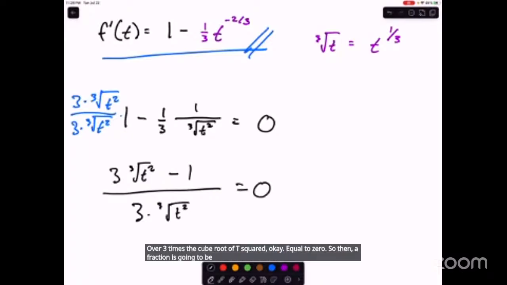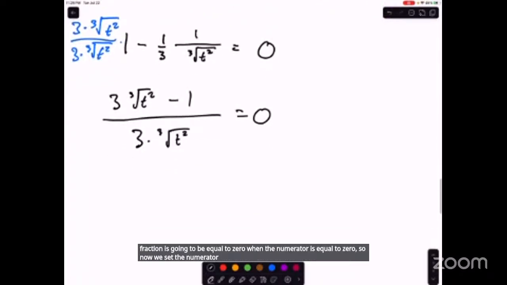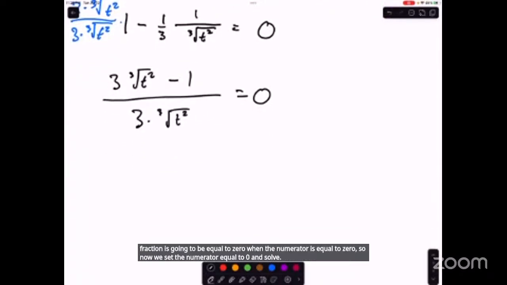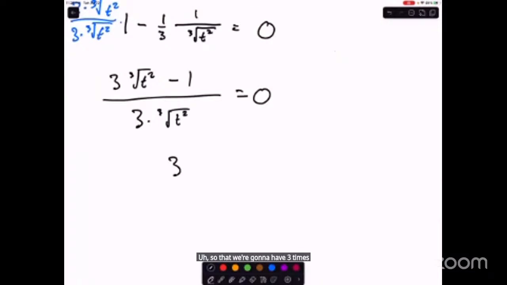A fraction is going to be equal to 0 when the numerator is equal to 0. So now we set the numerator equal to 0 and solve. So we're going to have 3 times the cube root of t squared equals 1. I just set the numerator equal to 0, added 1 to both sides. I'm going to go ahead and divide by 3.